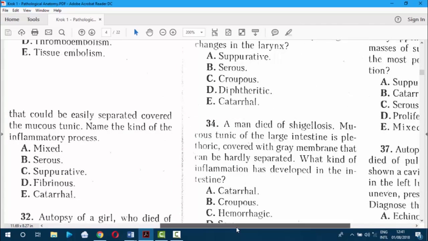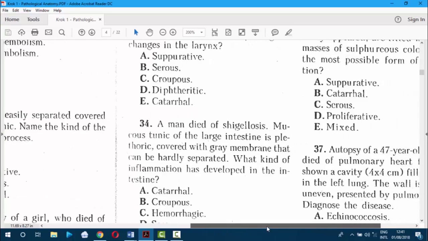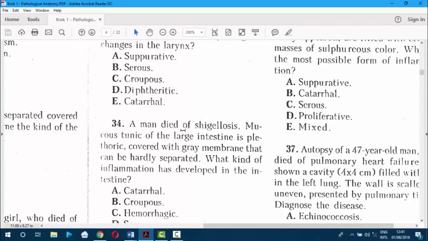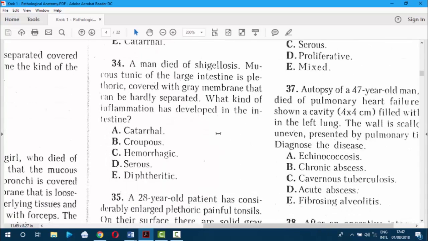34. A man died of shigellosis. Mucous tunic of large intestine is plethoric, covered with gray membrane that can be hardly separated. That means it cannot be removed. So what kind of inflammation is it? Or exudation is it? It can't. So it's E. It's E.